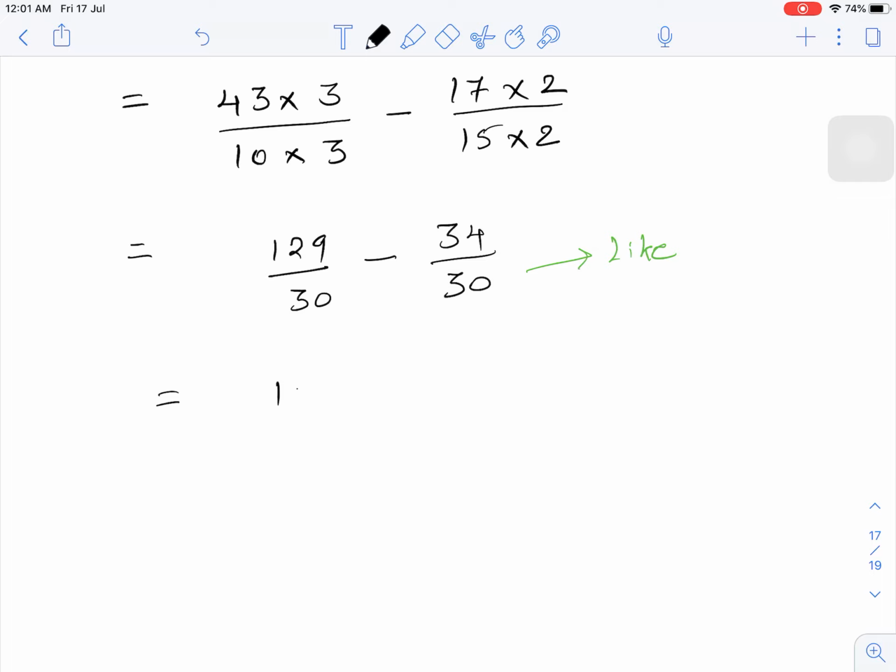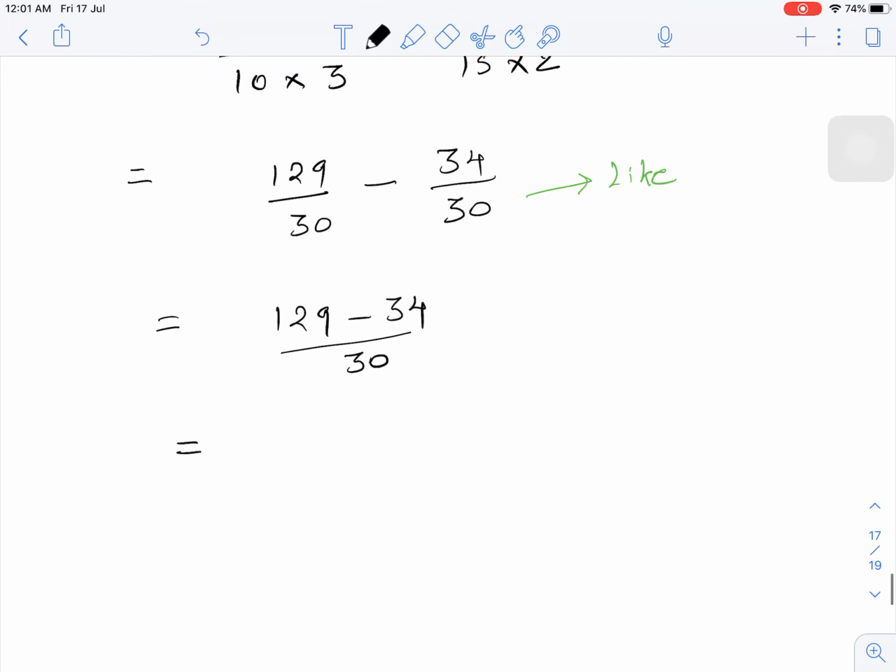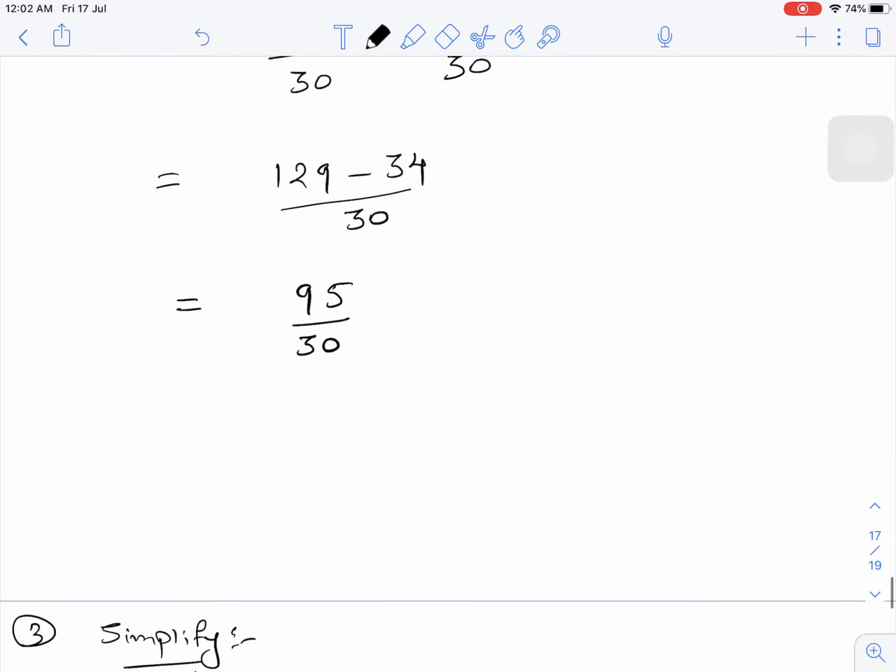So what we have to write, equals to 129 minus 34 upon 30. Okay, so that equals to, now in the next step you have to write the difference of 129 minus 34. So it is how much? So it is 95 upon 30.